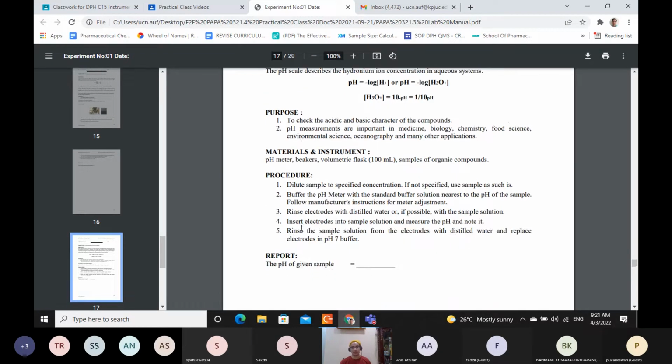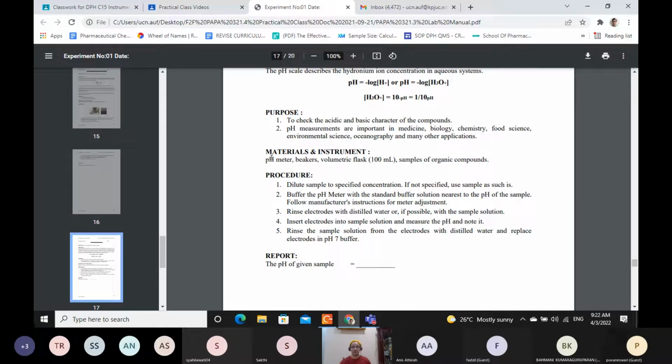So the procedure yang ada dalam lab manual ni sama macam dalam video yang kita tengok tadi. Okay, kalau kita ada sampel yang perlu dicairkan, kita cairkan dulu, perlu proceed with testing. Kalau dah sedia memang cair, terus proceed with testing. And how do you report this? Adalah dengan just write down the pH yang keluar pada meter. So kalau pH tu macam tadi dalam video 5.77, tulis the pH of the given sample is 5.77.